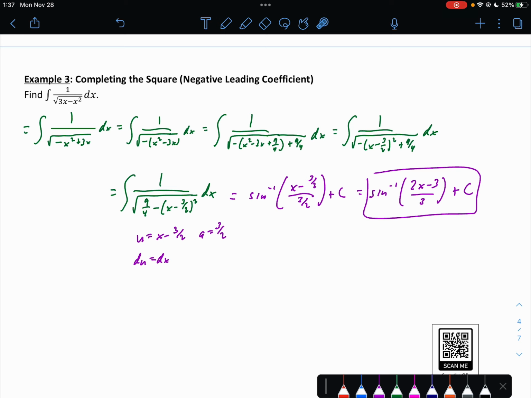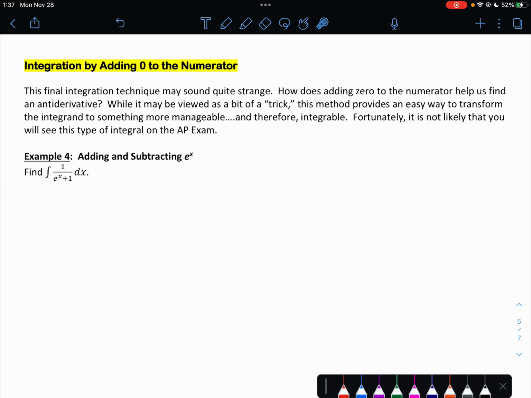All right, and the last technique we're going to learn today is adding a constant and subtracting it, obviously, as well. So with this first one, we're going to do 0, but let's talk about this before we do one. The final integration technique of the day may sound quite strange. How does adding a number, in this case 0, to the numerator help us find an antiderivative? While it may be viewed as a trick, this method provides an easy way to transform an integrand into something more manageable, and therefore integrable. Fortunately, it's not likely that you will see this type of integral on the AP exam.